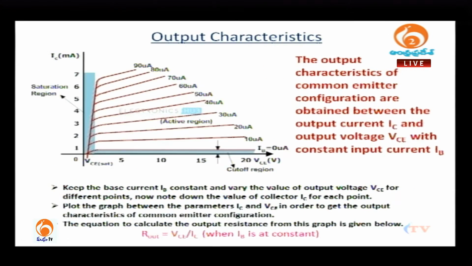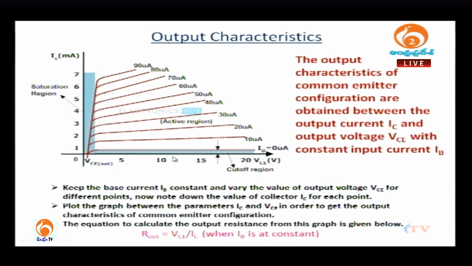Now, next coming to output characteristics. Here again these output characteristics have 3 states. One is cutoff state, the other one is saturation state, and the rest is active state. So, this cutoff region, active region and saturation region will be for particular values of collector and emitter voltages.